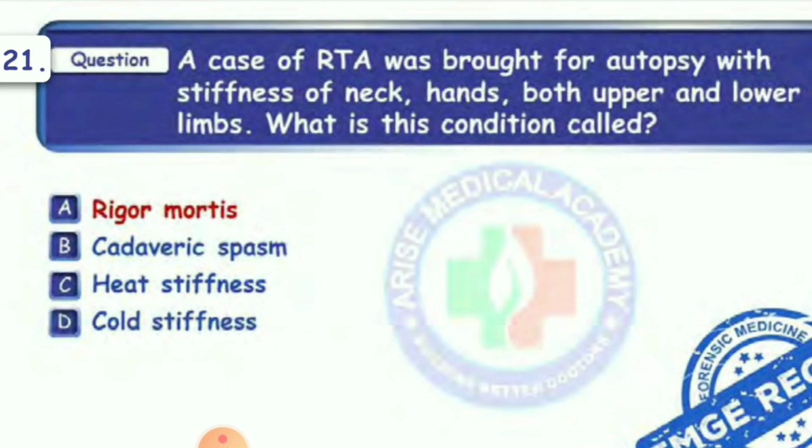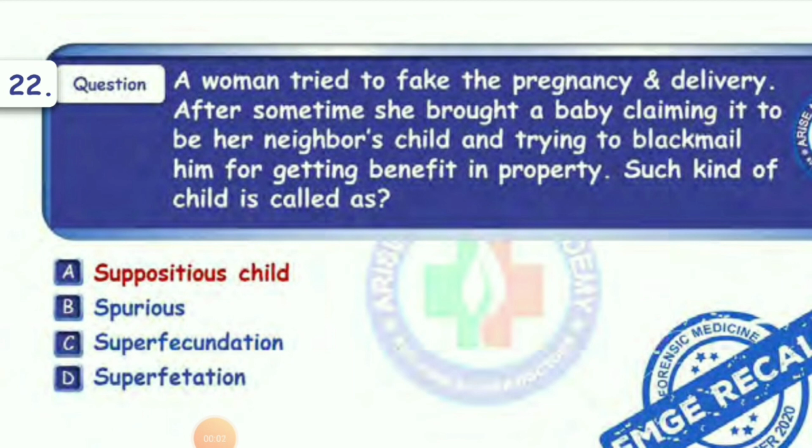Next question. A case of RTA was brought for autopsy with stiffness of neck, hands, both upper and lower limbs. What is this condition called? Rigor mortis. Next question. A woman tried to fake the pregnancy and delivery. After some time, she brought a baby claiming it to be her neighbor's child and trying to blackmail him for getting benefit in property. Such kind of child is called a supposititious child.